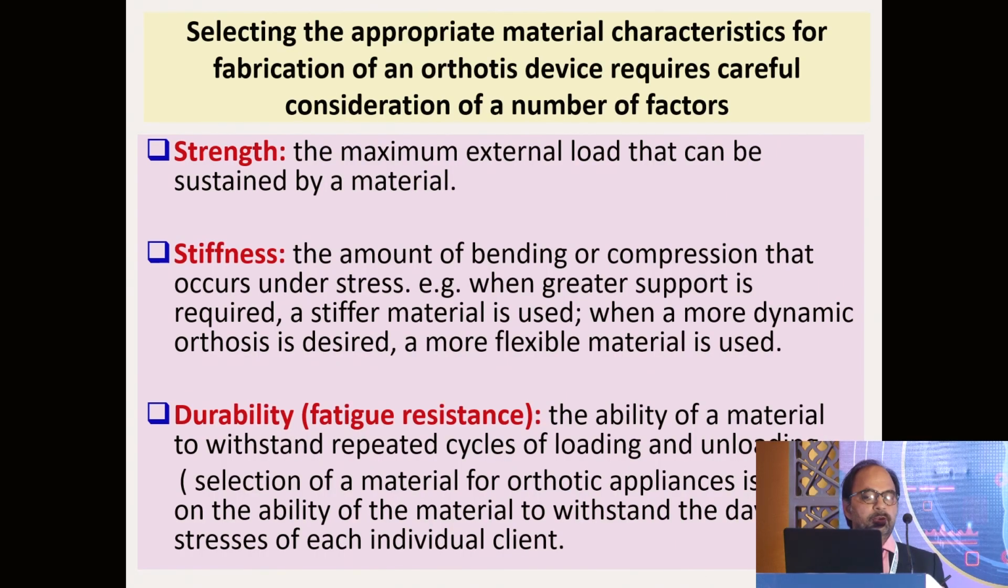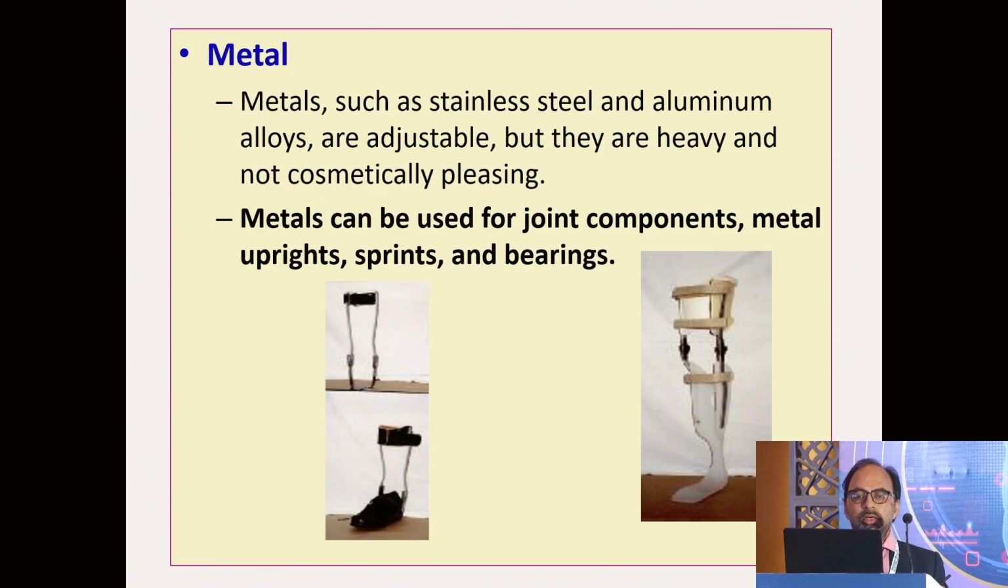Now, selecting the appropriate material for fabrication of an orthotic device requires consideration of a number of factors. What are those factors? Strength, the maximum external load that can be sustained by a material. Stiffness, the amount of bending and compression that occurs under stress. For example, when greater support is required, a stiffer material is used, and when a more dynamic orthosis is desired, a more flexible material is used. Durability, the ability of a material to withstand repeated cycles of loading and unloading. Selection of material for an orthotic is based on the ability of the material to withstand the day-to-day stress of each individual client.